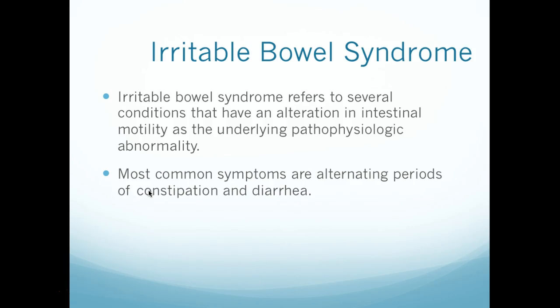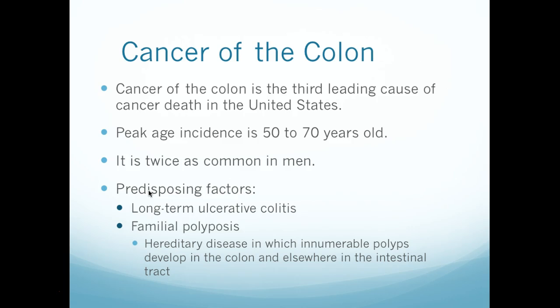All right, irritable bowel syndrome. It refers to several conditions that have an alteration in intestinal motility as an underlying pathophysiologic abnormality. The most common symptoms are alternating periods of constipation and diarrhea, so they switch back and forth. There are no good images of that.